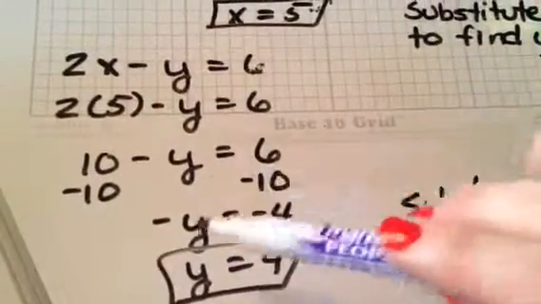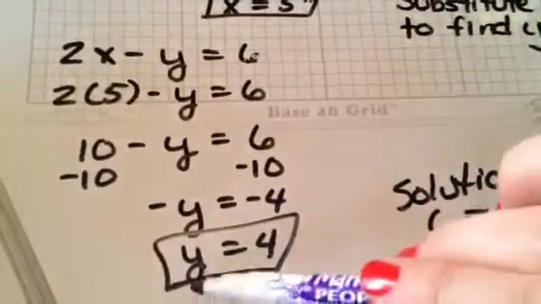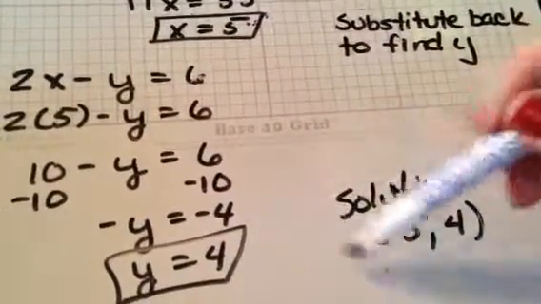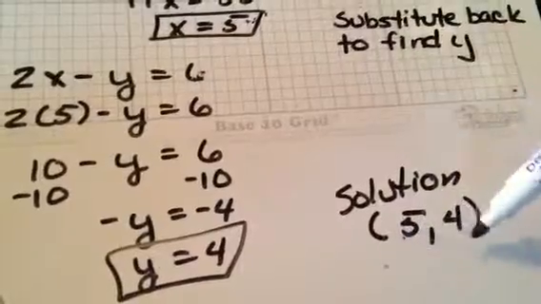Subtract 10 from both sides. I get negative y equals negative 4. So y equals 4. So the solution for this system of equations is 5, 4.